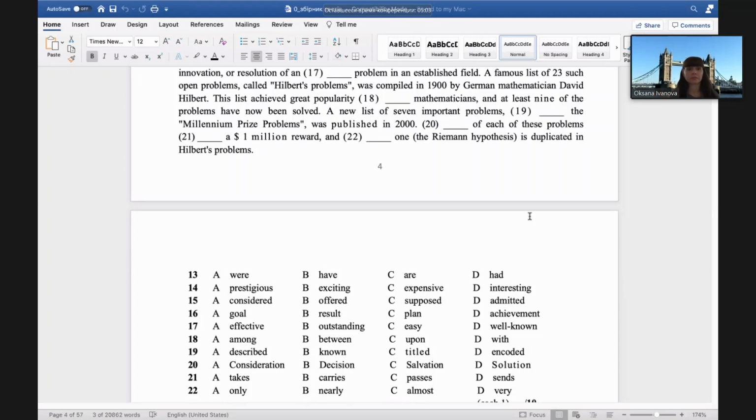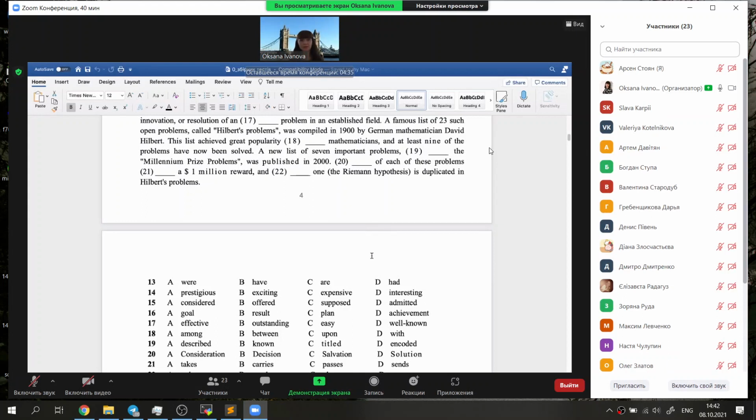And only one, the Riemann hypothesis, is duplicated in Hilbert's problems. Yes, only one. Okay. So, any questions concerning vocabulary? Everything is clear. Everything is clear.